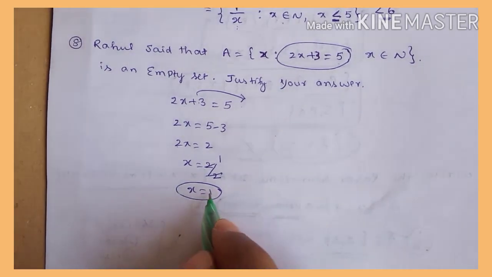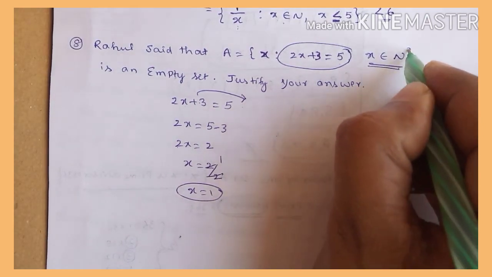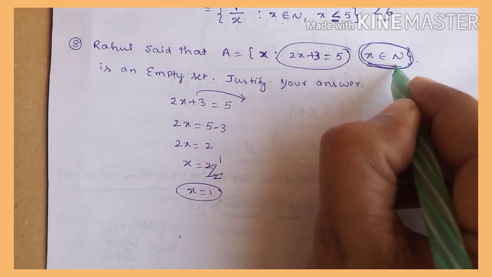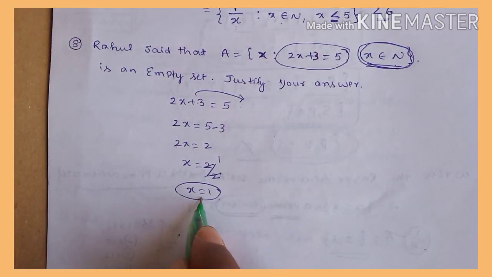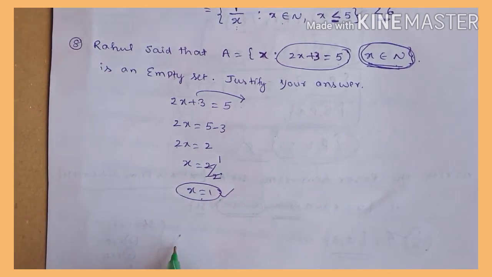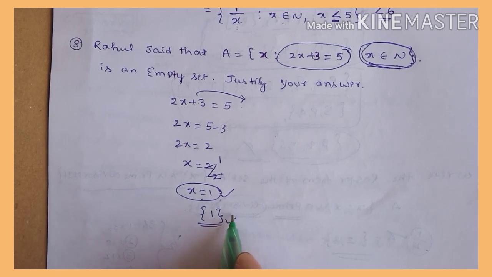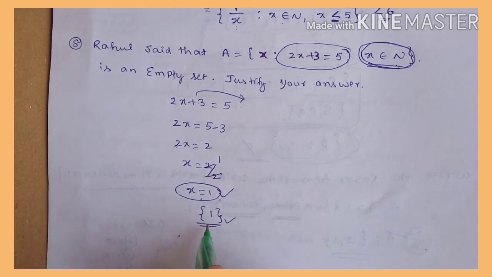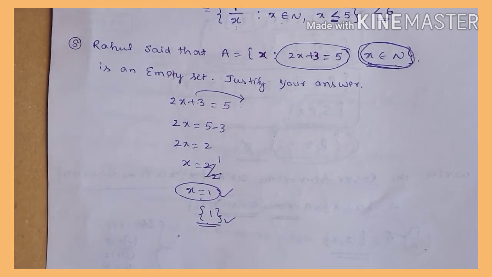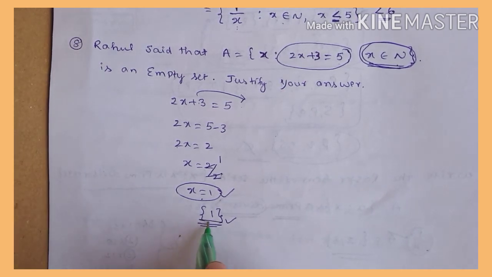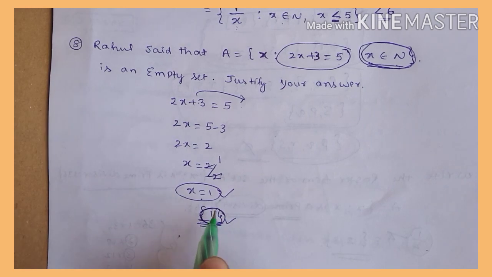Isn't it? Here it is given x belongs to N, so he asked about x belonging to N. Is it a natural number? Yes, it is a natural number. So we can write one element, 1, which is a natural number. Sorry, it is not an empty set because it contains one element, 1.